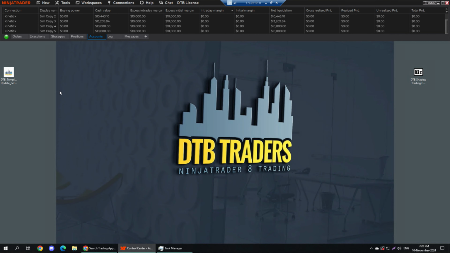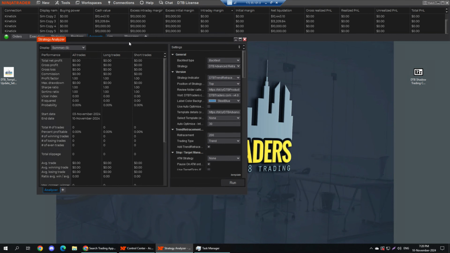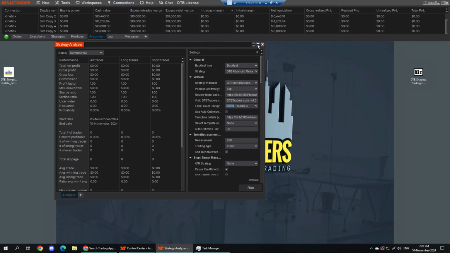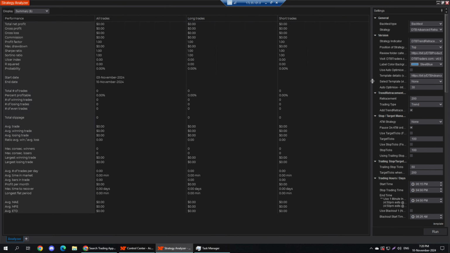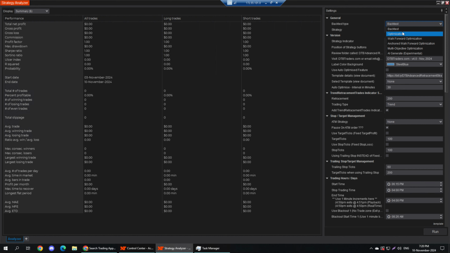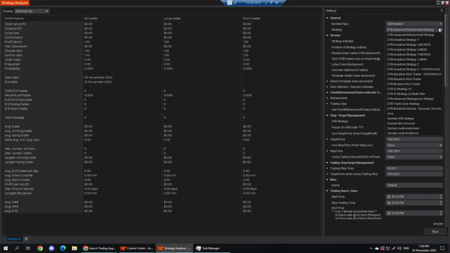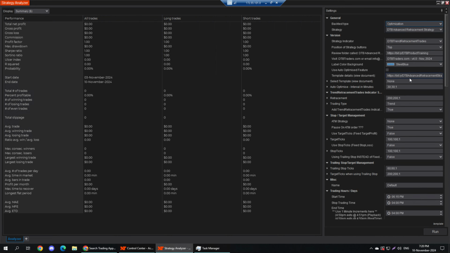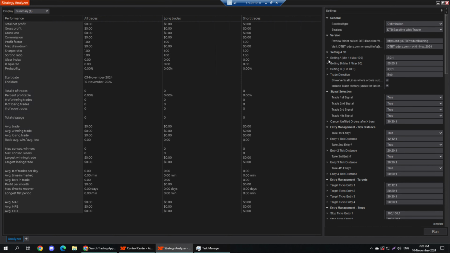And we're really going to just have a really good understanding of the strategy. So this will be really helpful, especially for the new guys. So we're going to load up optimization, and then we are going to select the baseline Wick trader. And then we're going to review some of the settings first of all.